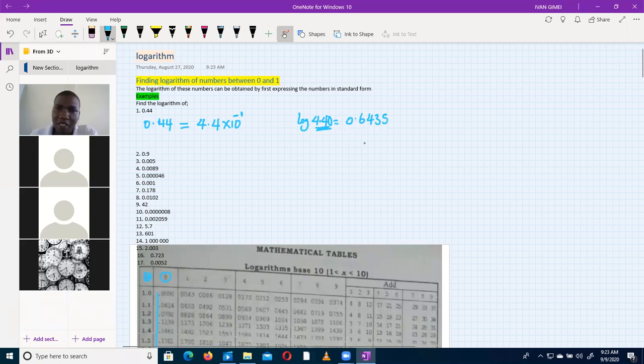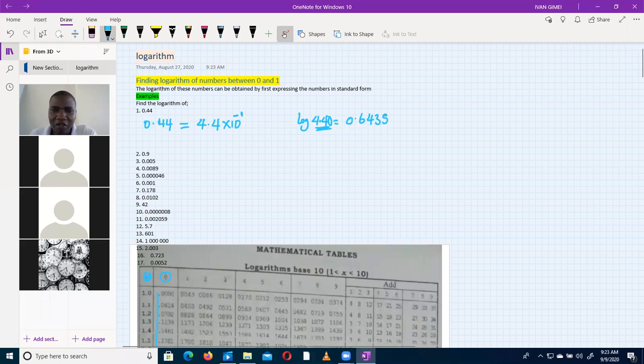I remember I even taught you how you can find this value using a calculator. But sometimes in exams they say without using a calculator, or they can say use mathematical tables. So if they say use mathematical tables and you use a calculator, then you'll have not respected the instructions and you'll be penalized for that. There's always a slight difference between the value you get from a calculator and the one you get from the math table.